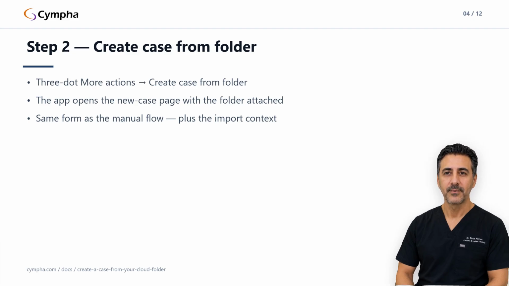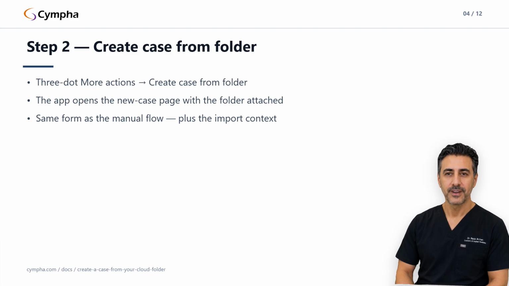At the top of the form, look for a blue banner. Its title reads, Files from My Cloud folder will be imported, and the subtitle names the folder, the leaf name only, the last segment of the path, not the full breadcrumb. That banner is your proof the folder reference survived the navigation. If it isn't there, stop and go back; the import won't happen, and we'll cover that in troubleshooting.